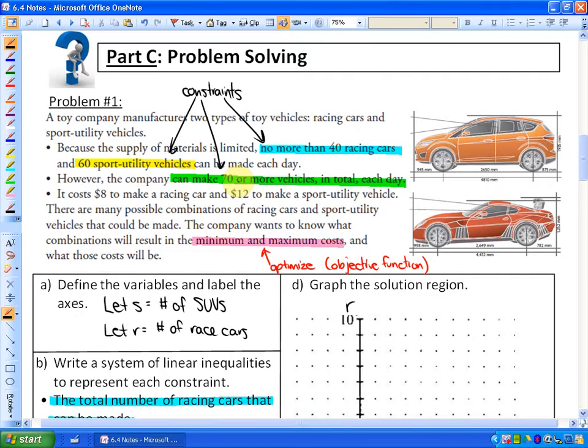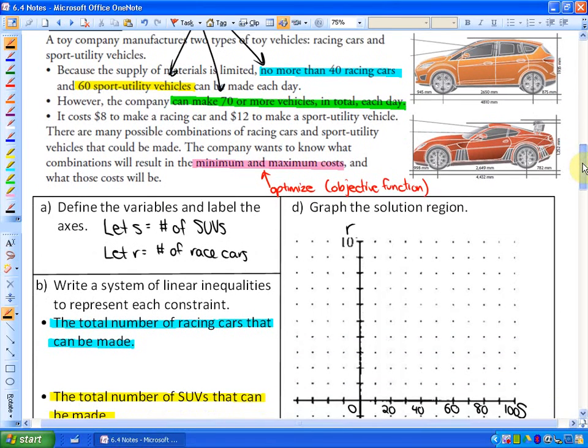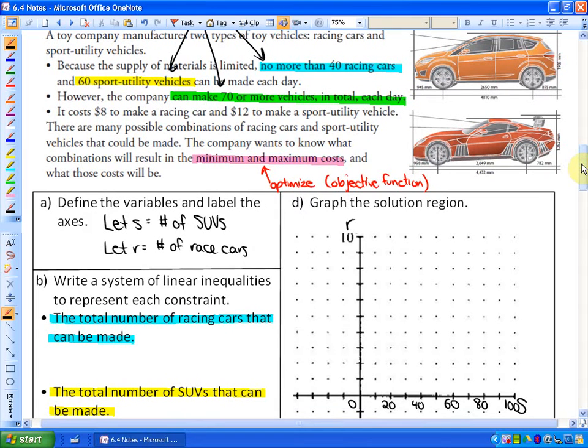I'll show you a few methods for doing each. And we've looked at this a variety of times, so you might want to pause this at some point to try it on your own. So let's look at the first constraint here. No more than 40 racing cars can be made. B says write a system of linear inequalities to represent each constraint. So two ways you can do this as far as graphing your solution region. One would be to come up with your constraint. So no more than 40 racing cars would look like this. Racing cars are always going to be less than or equal to 40.